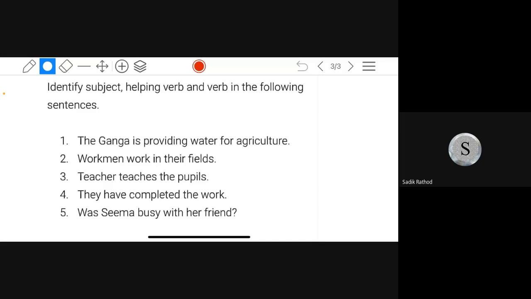Everyone should know the difference between main verb and helping verb, as far as I know. The main verbs are the words which show the action, like write, read, play, sing. Helping verbs are the verbs which support the main verb, like is, am, are, was, were, have, has, had. Auxiliaries are there: can, could, may, might, shall, should. These are helping verbs.